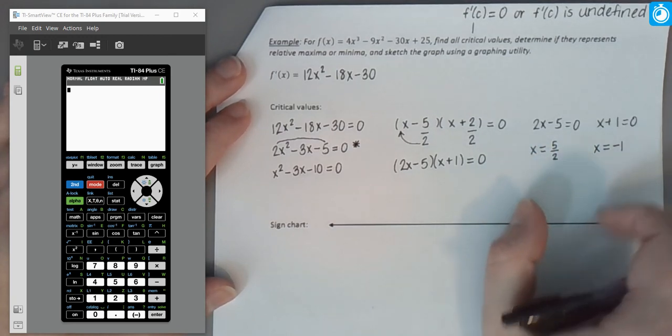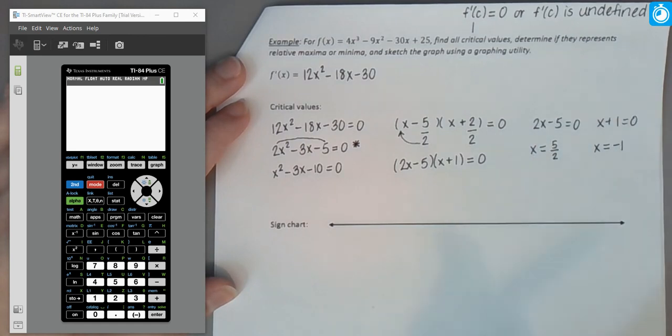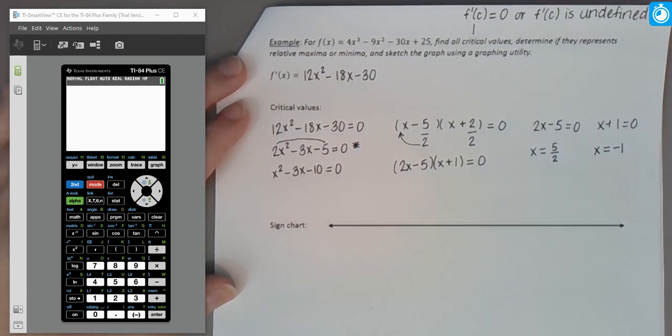So what does that mean? What that means is that these are the two locations within our domain where we could possibly change from increasing to decreasing or from decreasing to increasing, which also means that those are the potential locations where we could have a relative maximum or a relative minimum, where we could have a peak on our graph, where we could have a valley on our graph. So how do we know what's happening on either side of these?